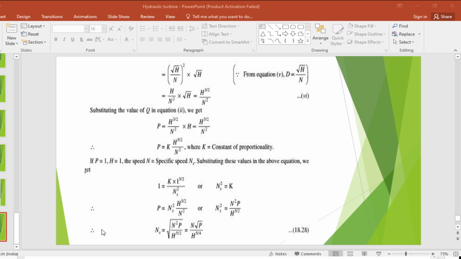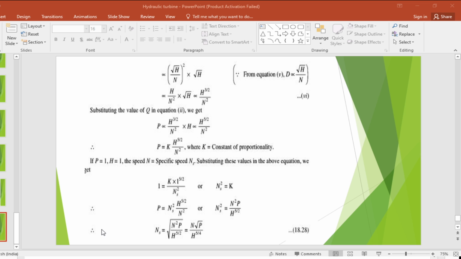What is the significance of specific speed? This specific speed plays an important role in selecting the type of turbine. Again, we can predict the performance of a turbine by using the specific speed. If we know the specific speed of a turbine, we can predict the performance of that particular turbine.